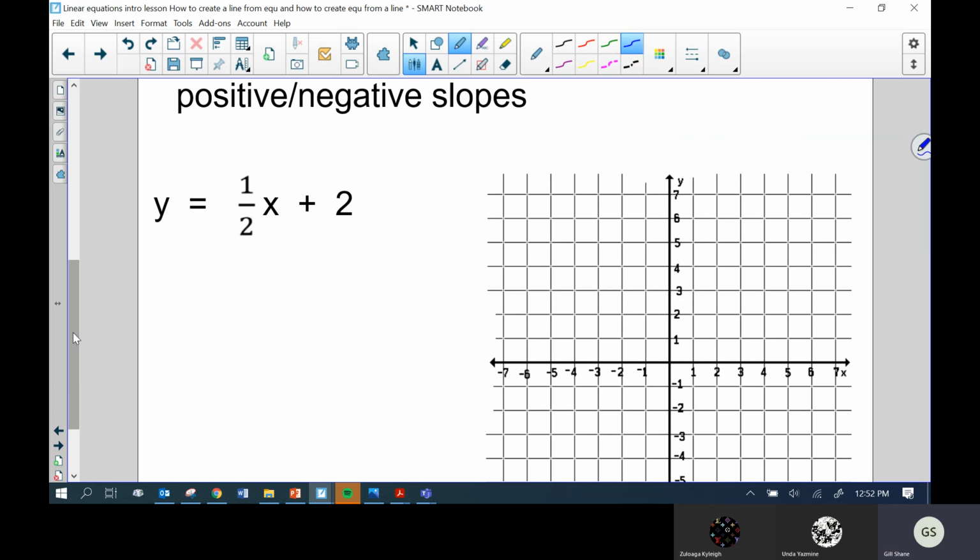I know, and I'm going to take the short version because we got to get to the worksheets. I know one point that's going to be on that line already without doing any math. I could do a whole bunch of math and figure out a whole bunch of points because I could just plug in different numbers for x and solve for y. Can anybody tell me the one point that I absolutely know?